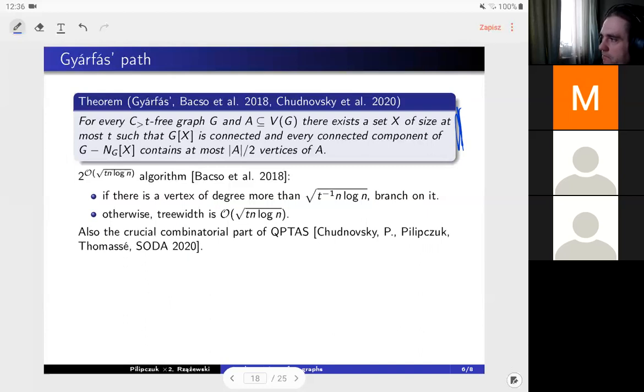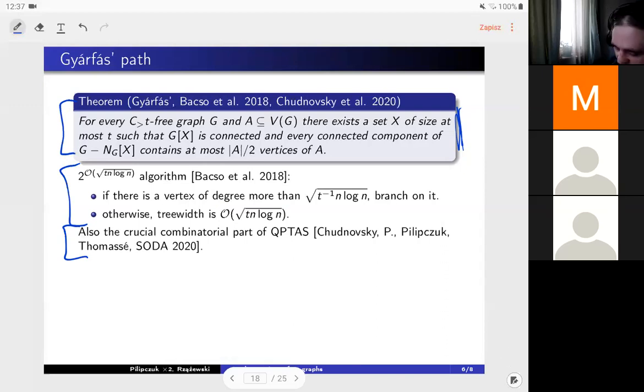I'm sorry, but I got a bit lost. So what have we done, and what are we going to do now? We proved this. And now? We said that this was on the seminar by Michał half a year ago. Now we are going to prove this and then do the quasi-polynomial-time algorithm we have with Michał and Paweł.